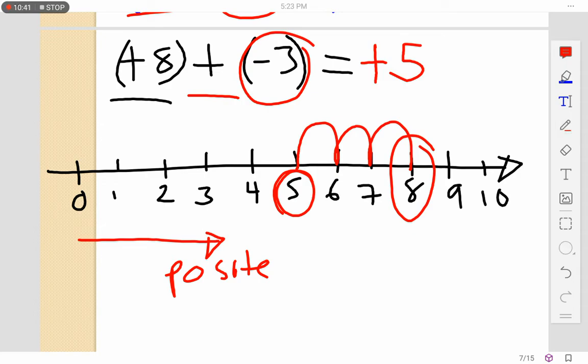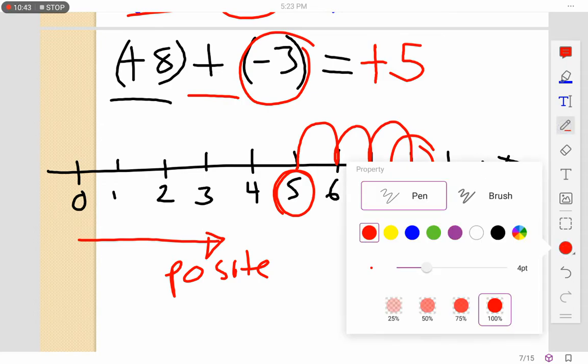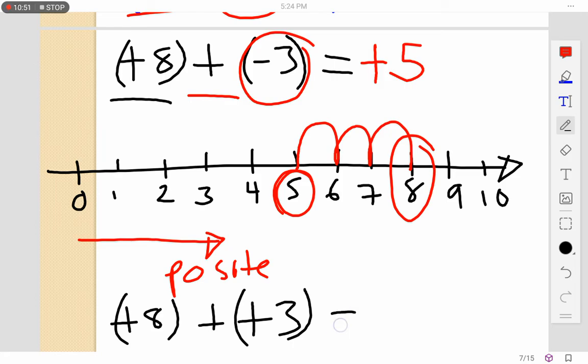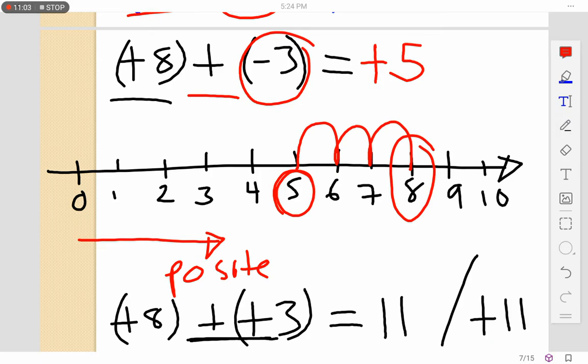Then the last example on addition, let's have another example. I've got plus 8 plus 3. Okay, so this one is straightforward. This is a plus and plus, so we are going to add 8 plus 3, we get 11, and it can be written as plus 11. Okay, let's go to subtraction.